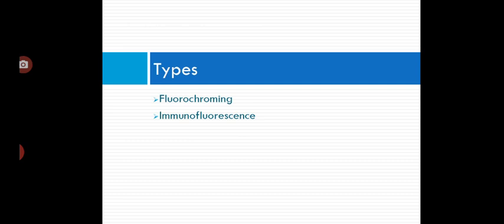There are two types: fluorochromine and immunofluorescence. Fluorochromine involves the non-specific staining of any bacterial cell with any fluorescent dye, while immunofluorescence uses antibodies labeled with fluorescent dye to specifically stain a particular bacterial species.